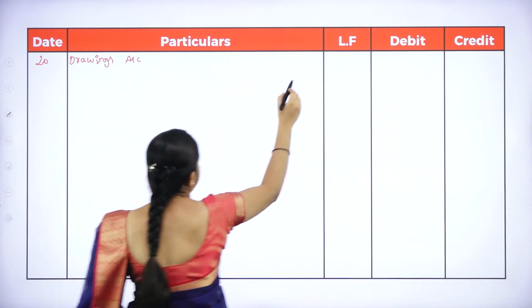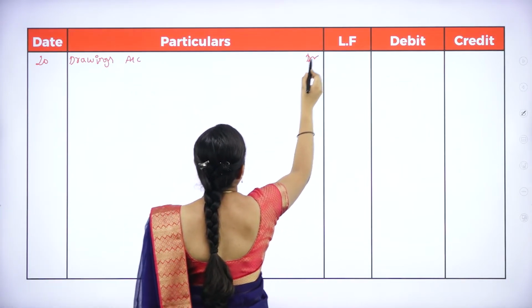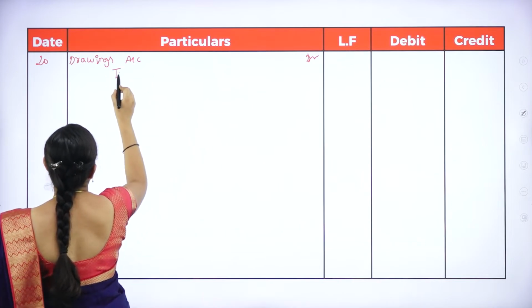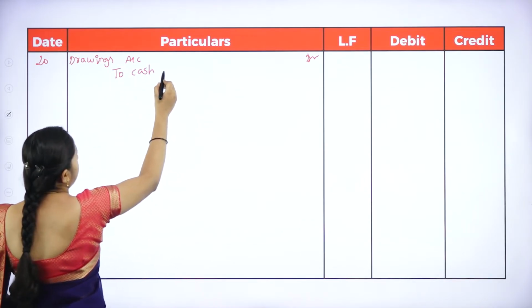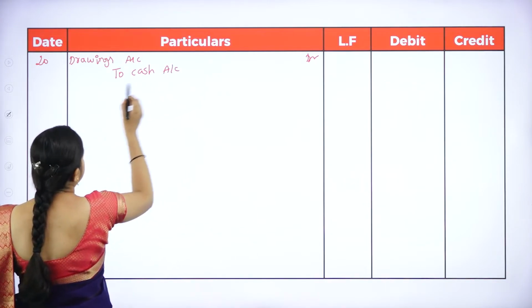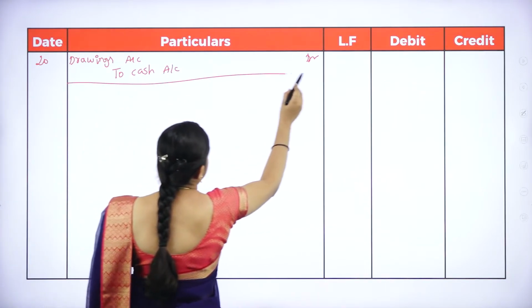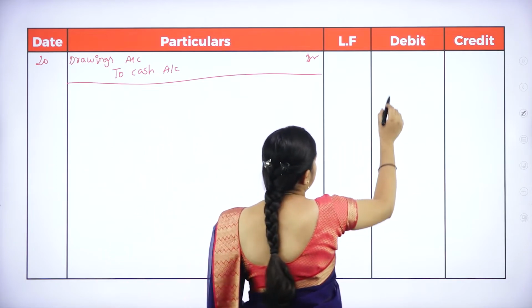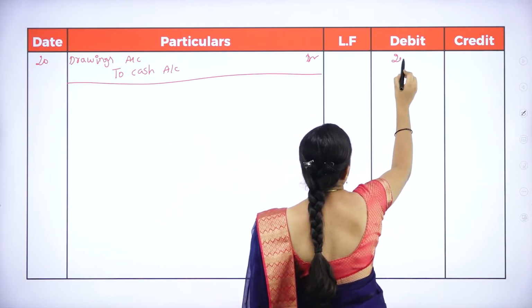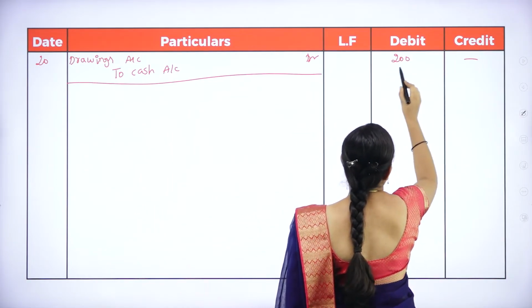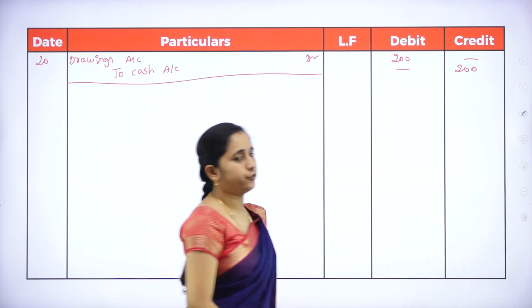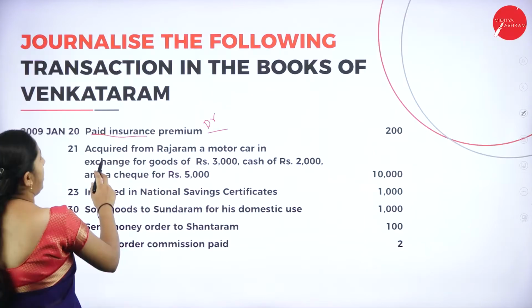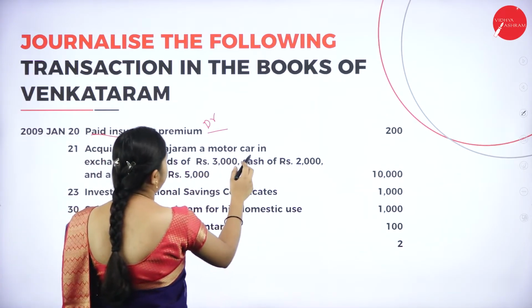Drawings account debtor to cash account, as cash is going out, of rupees 200. Next, acquired from Rajaram a motor car.